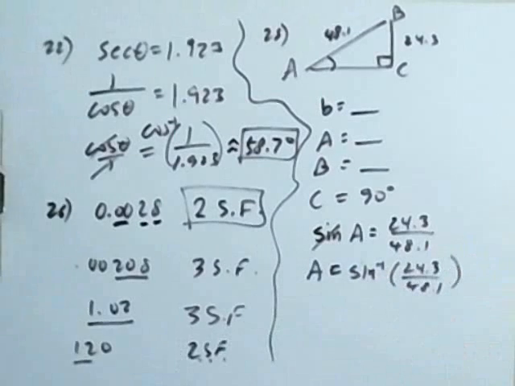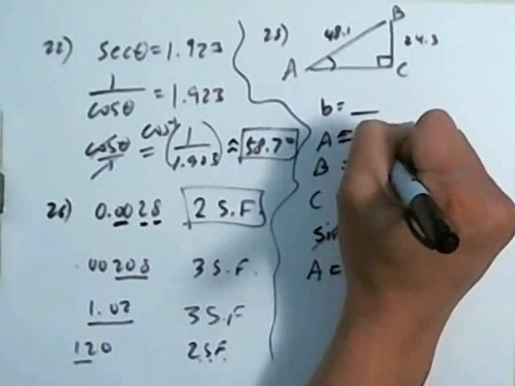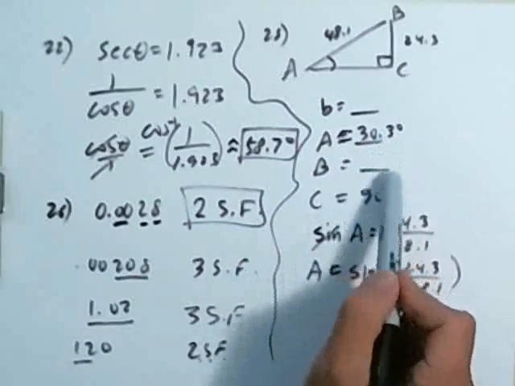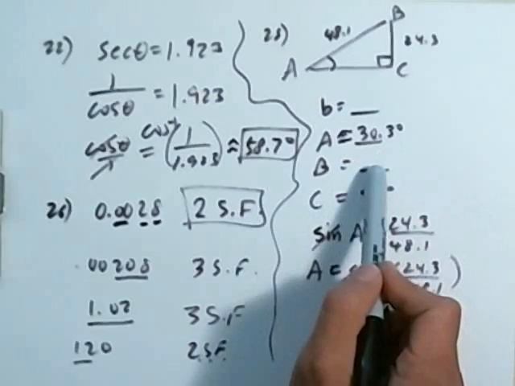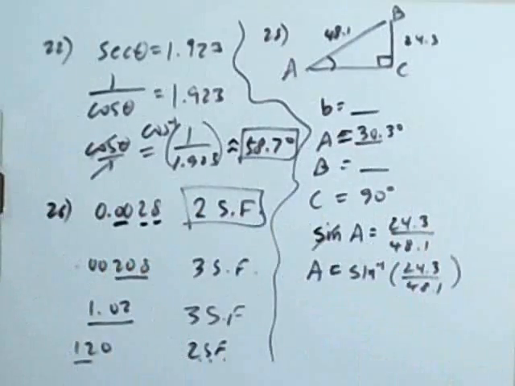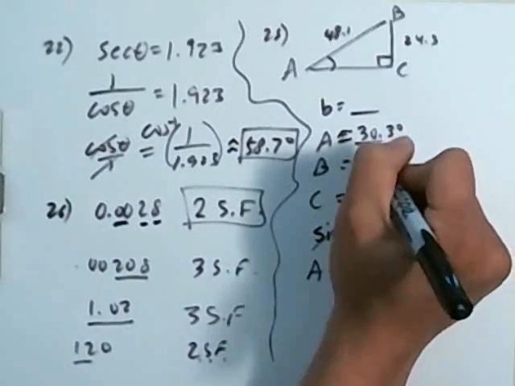I'm going to do this on my calculator really quickly. Sine inverse of 24.3 divided by 48.1, and that's going to be approximately 30.3 degrees. And of course, how do we find angle B then? It's pretty simple. You don't have to use the trig anymore. You just use the complementariness, 90 minus that. 90 minus my answer is going to be approximately 59.7 degrees.